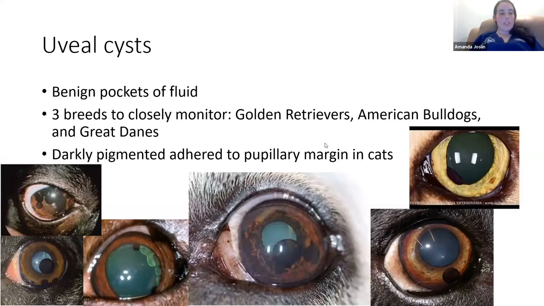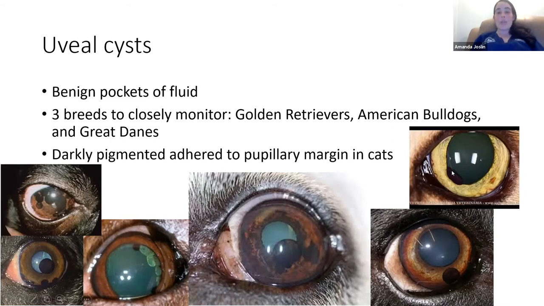All right, so that was just really quickly uveitis because we're just trying to get through as much as we can to look through things. But I wanted to show you pictures of uveal cysts because they can take on a lot of different appearances. They're technically benign pockets of fluid, but if we see them in golden retrievers, American bulldogs, or Great Danes, we monitor them throughout their life because those breeds are predisposed to conditions where we see uveal cysts and then we also see glaucoma or uveitis in those dogs, so we want to watch them closely. But again, we just get these benign pockets of fluid that can be darkly pigmented or not so darkly pigmented.